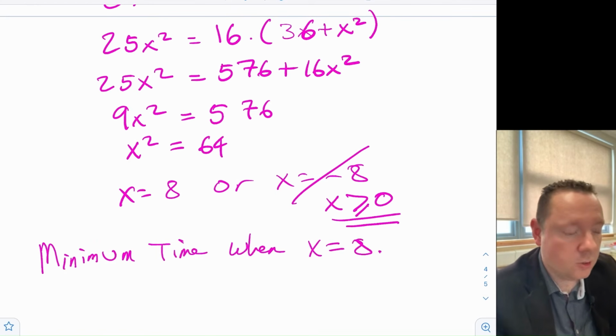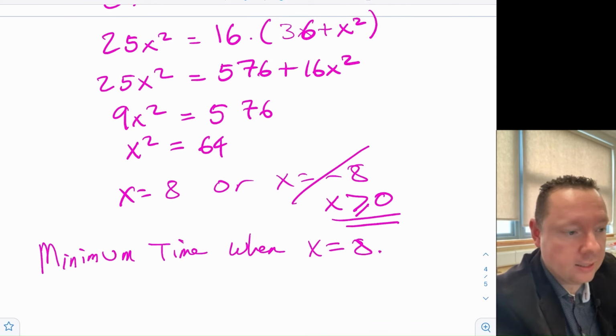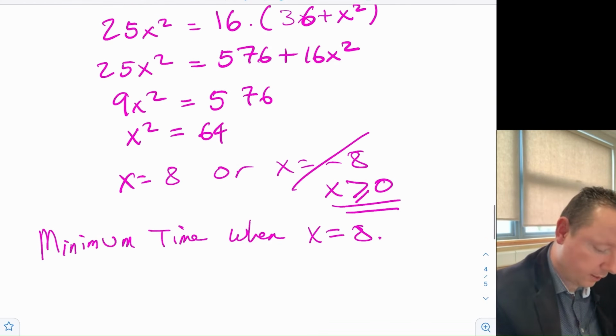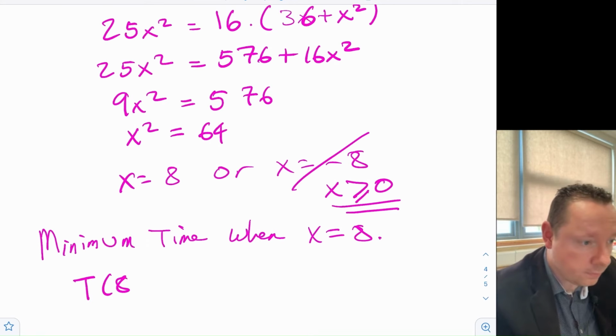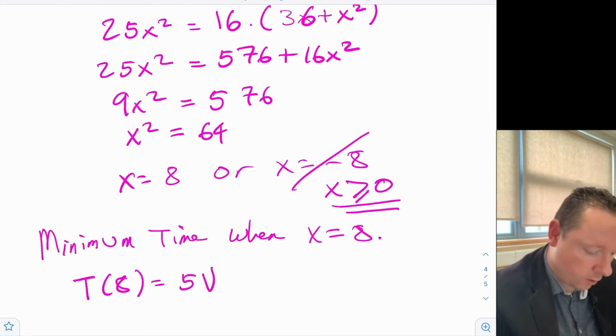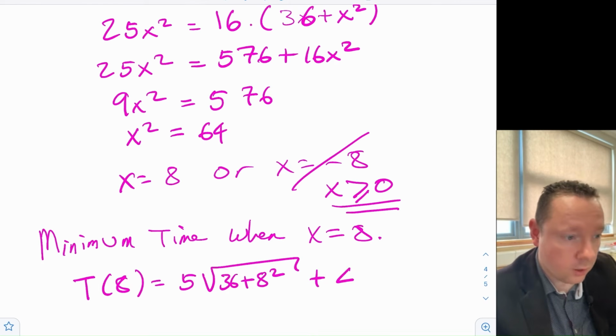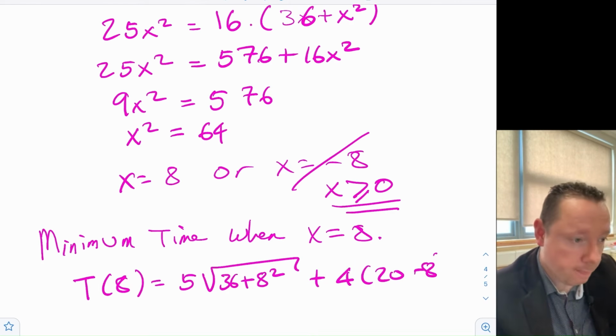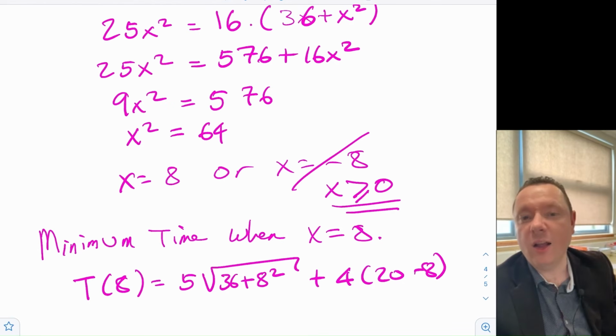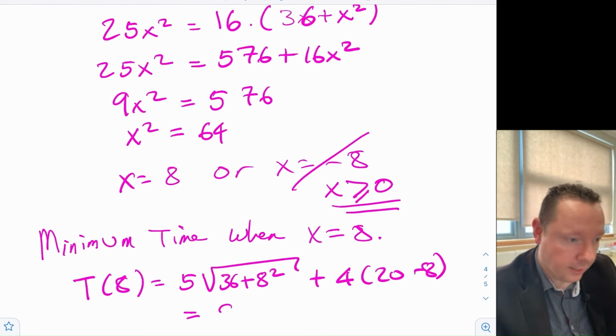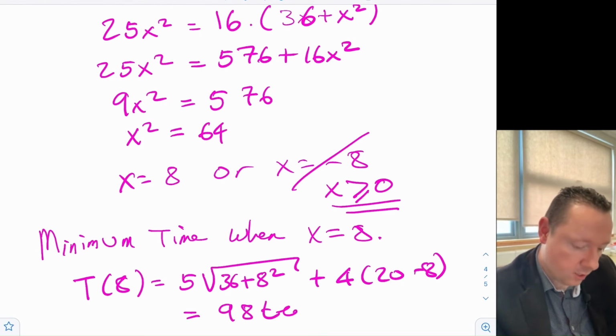So we can then substitute that back into our T of x. So remember that would give us T of 8 equals 5 times the square root of 36 plus 8 squared, plus 4 times 20 minus 8. And if you were to work that out using a calculator, you would get 98 tenths of a second.